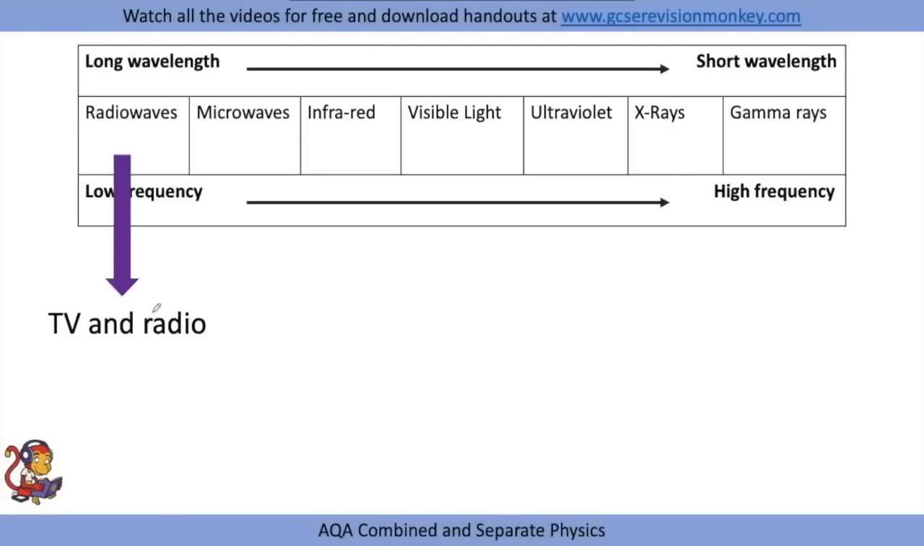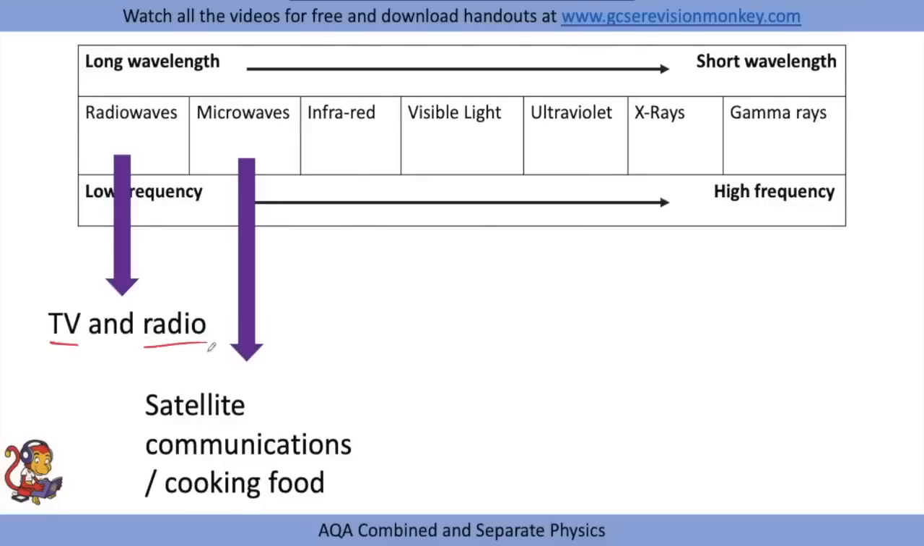So let's look at the uses of some of these electromagnetic waves. Radio waves are used for TV and radio communications. Microwaves are used for satellite communications or for cooking food. And because it's a spectrum, it will be a different wavelength used for cooking food compared to the wavelength that you would use to communicate with satellites.